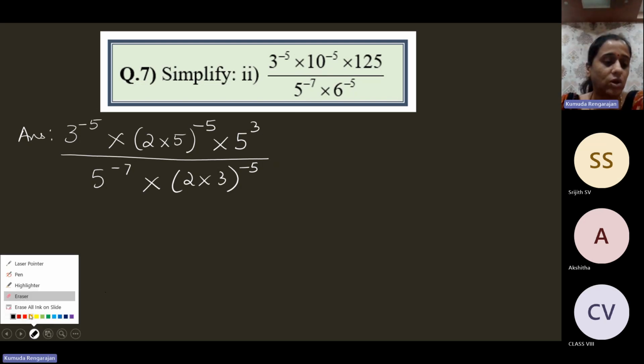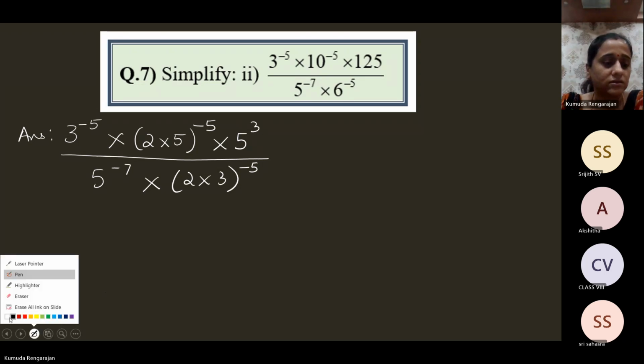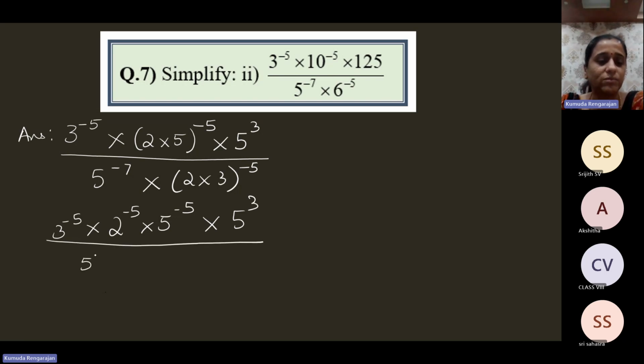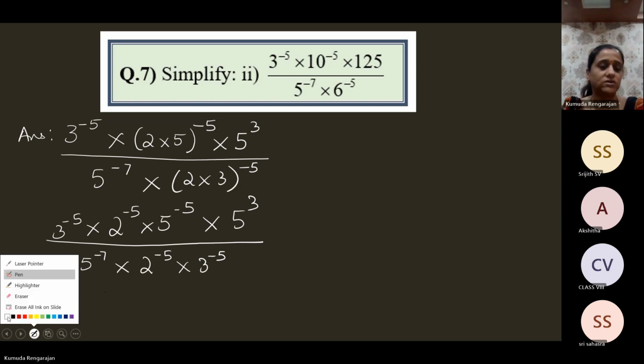Next, using the law of exponents, 3 to the power minus 5 as it is, into 2 into 5, the whole raised to the power minus 5, which should be written as 2 to the power minus 5 into 5 to the power minus 5, into 5 to the power 3, which is the next term, divided by 5 to the power minus 7 into 2 to the power minus 5 into 3 to the power minus 5. This is the next step.